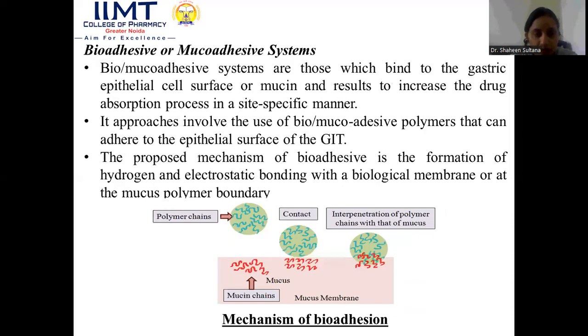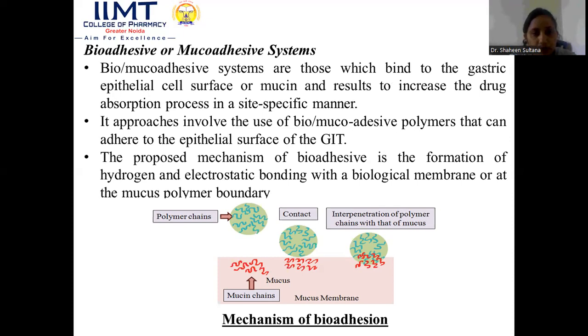Bioadhesive or mucoadhesive system. Bioadhesive systems are those systems which can bind with the gastric epithelial surface or mucin, and therefore result in an increase in the drug absorption process in a site-specific manner. This type of mucoadhesion involves different mechanisms. Like, if your polymer has a positive charge, it can interact with or bind with the negative charge of a cell membrane. Because of this binding, there is an adhesion between the two surfaces: one is the formulation and the other is the gastric mucosa.